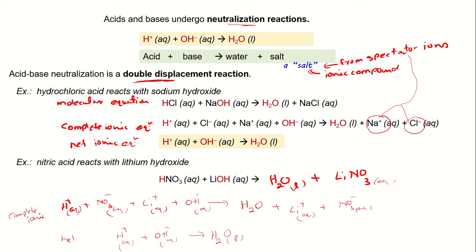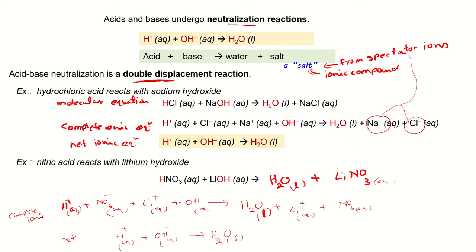Now whatever species comes with the aq phase, you can break them down into the two ions. HNO3 comes with aq, so you can break it down as H+ and NO3-. Lithium hydroxide comes with aq, so you can break it as Li+ and OH-. Water comes with l, so we are not going to break it down, it stays in liquid form. And lithium nitrate comes with aq, so you can break it down as Li+ and NO3-.